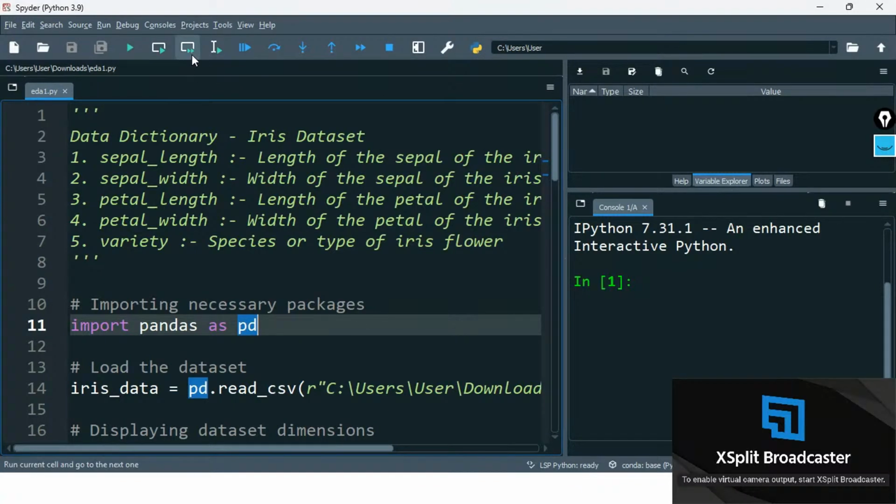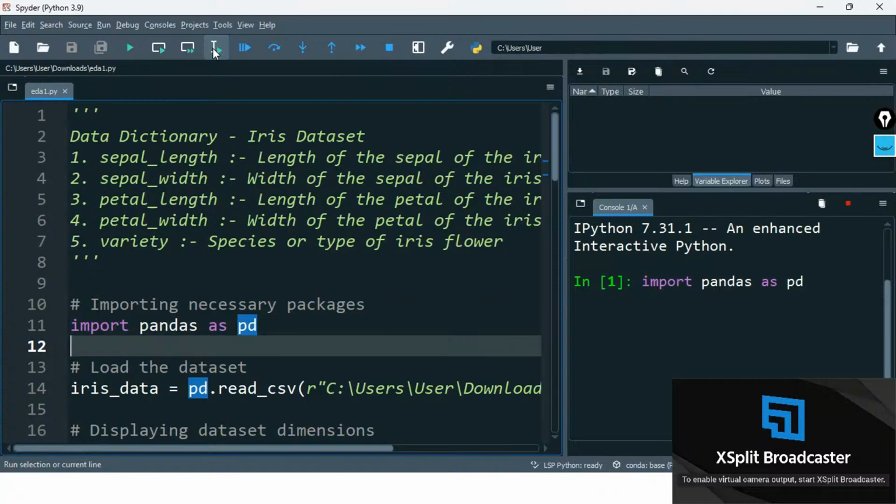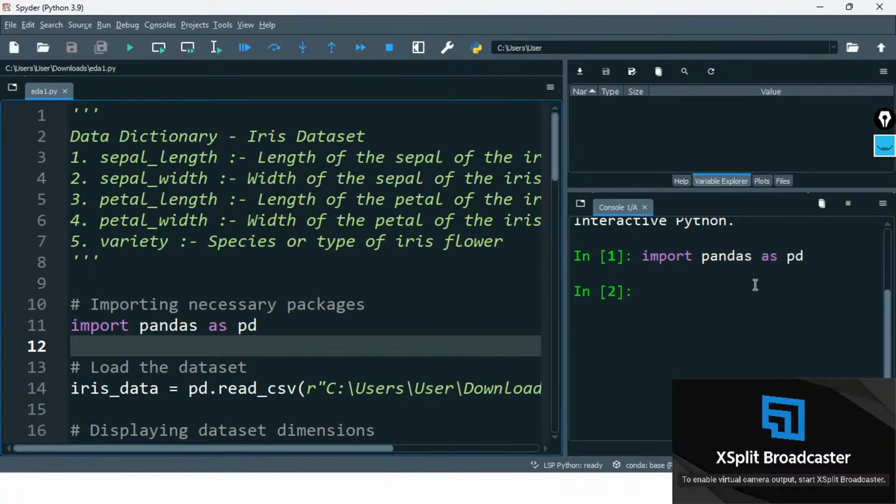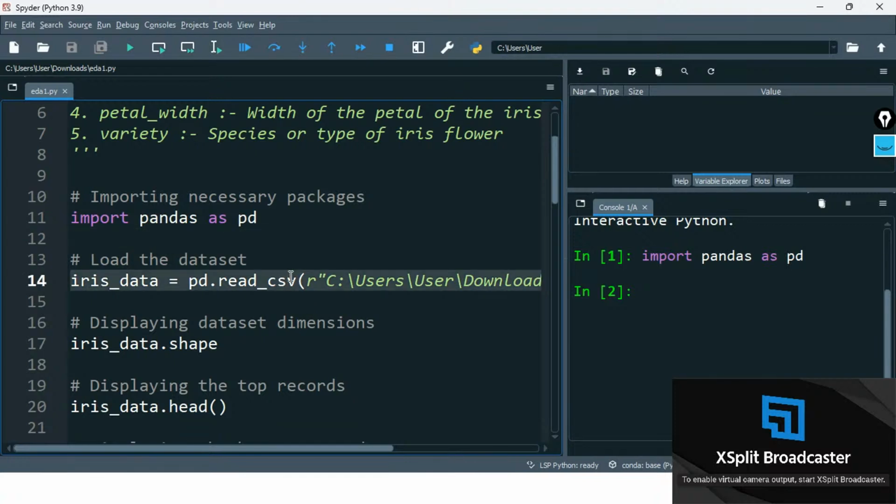I'm importing pandas as pd. What is the use of the pandas module, or why should we use it? The pandas module is used for data manipulation. In order to manipulate the data, we are supposed to use the pandas module, the pandas library.